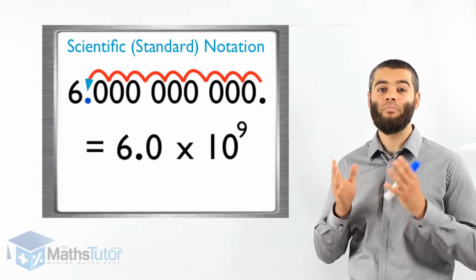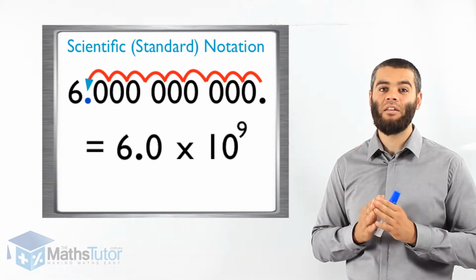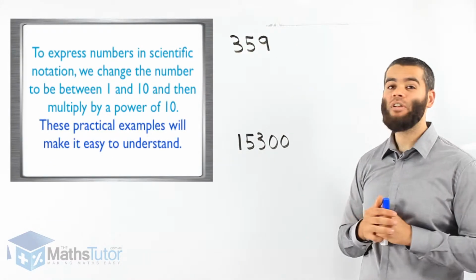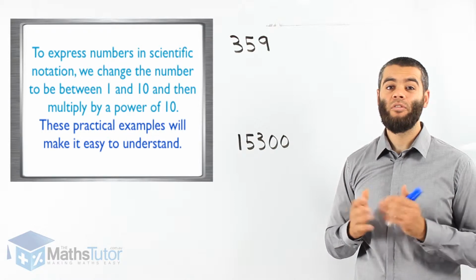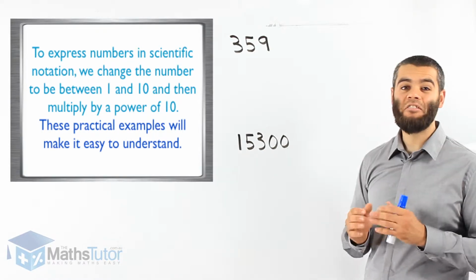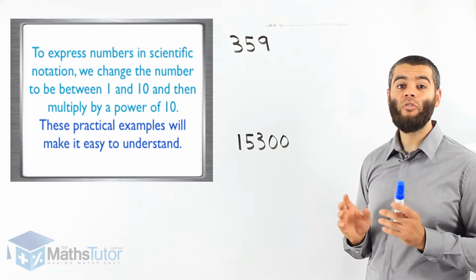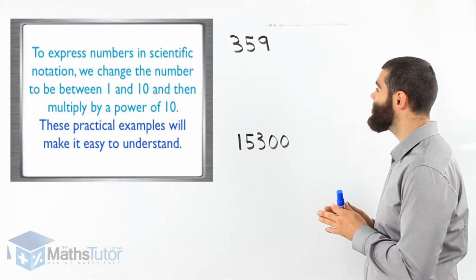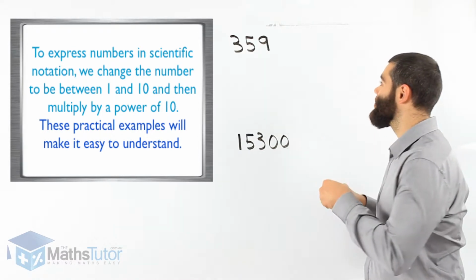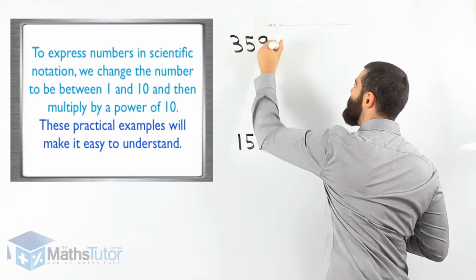Now let's do some practical examples for you to understand it much better. We have 359. We'd like to write it in scientific notation. We look for the decimal point. Where is the decimal point? Well, we can't really see it, but we know it's right at the end. The decimal point is here.